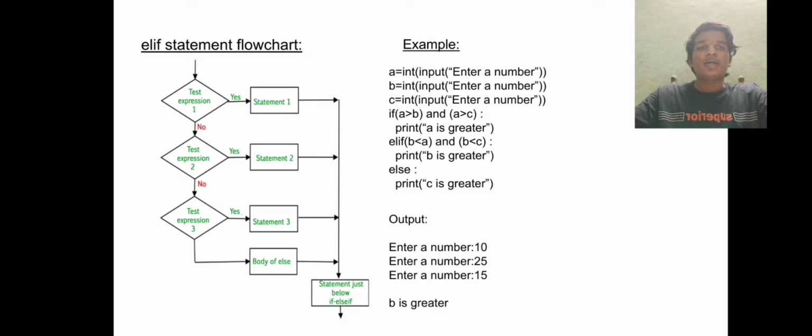In the example here, a, b, c, we are inputting integer numbers. If a is greater than b and a is greater than c, we print a is greater. If b is greater than a and b is greater than c, print b is greater, else c is greater. Here the numbers are 10, 25 and 15, and 25 is greater than the other numbers, so b is greater.